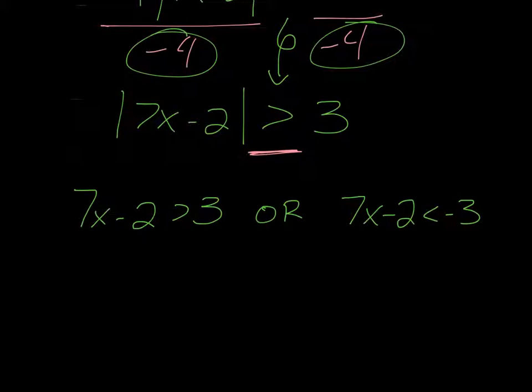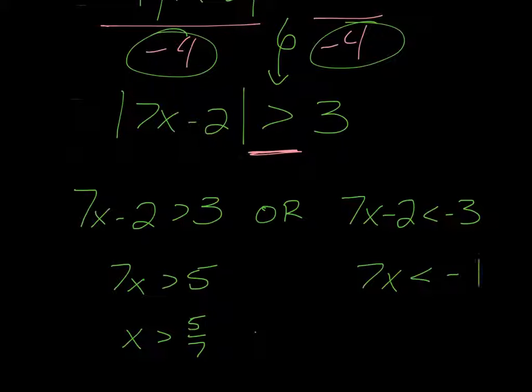Solve each of these. Adding 2 to each side, what I get is 7x is greater than 5. Dividing by 7, I get x is greater than 5/7. On the other side, adding 2, I get 7x is less than negative 1. Dividing by 7, I get x is less than negative 1/7.